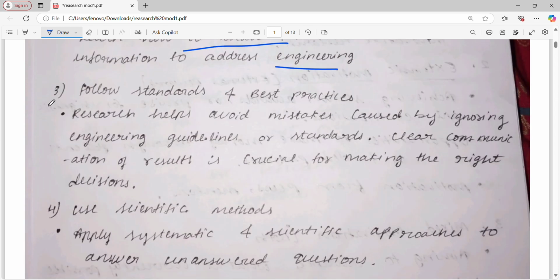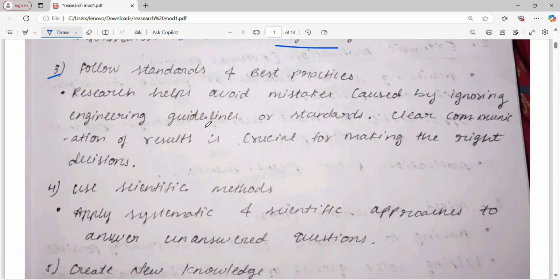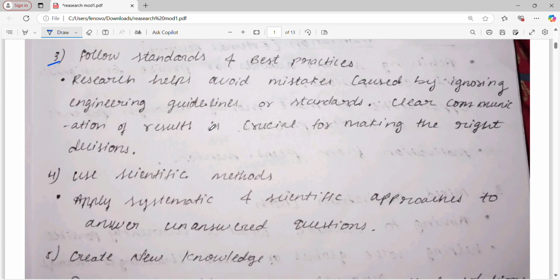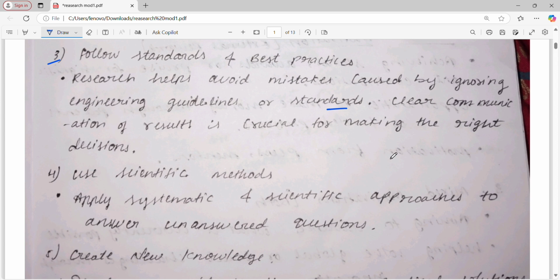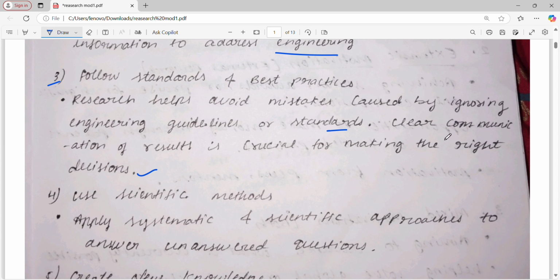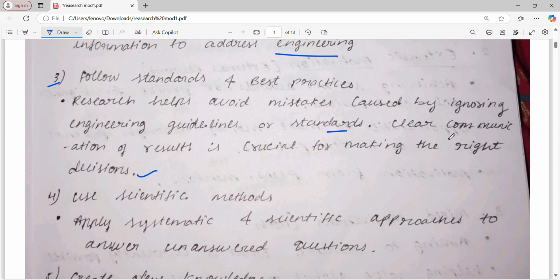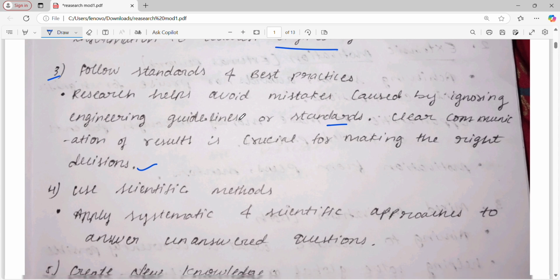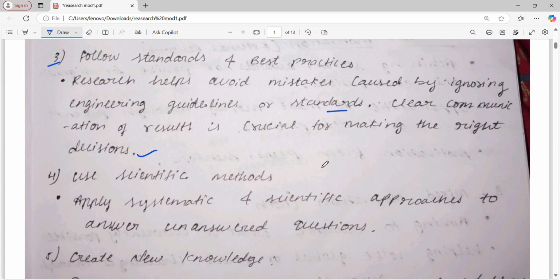Then the third objective is to follow standards and best practice. Research helps avoid mistakes caused by ignoring engineering guidelines or standards. Clear communication of results is crucial for making the right decision. It is very important. We should follow the standards and best practice.